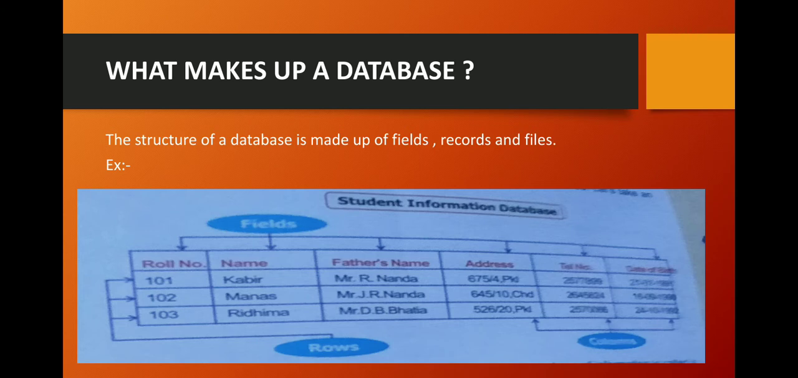What makes up a database, that means how a database is made up. The structure of a database is made up of fields, records and files. There are three items in the database, that is fields, records and files. Let us take an example of a school information system. In this, we will take an example of a student information database.